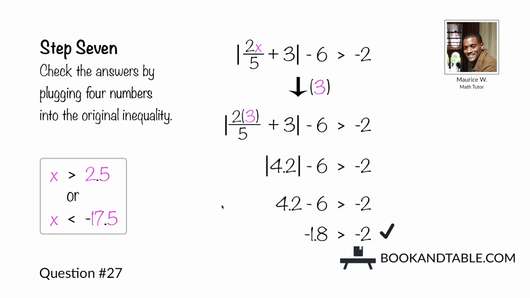And then lastly, a number greater than 2.5, which should work, would be 3. 2 times 3 is 6. 6 divided by 5 is 1.2, or 1 1/5. 1.2 plus 3 is 4.2. The absolute value of 4.2 is 4.2. 4.2 minus 6 is negative 1.8, leaving us with the true statement, negative 1.8 is greater than negative 2, and thus confirming that the answer to question number 27 is x is greater than 2.5, or x is less than negative 17.5.